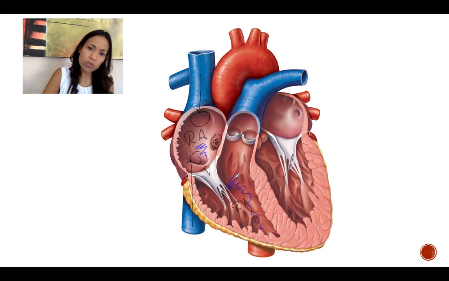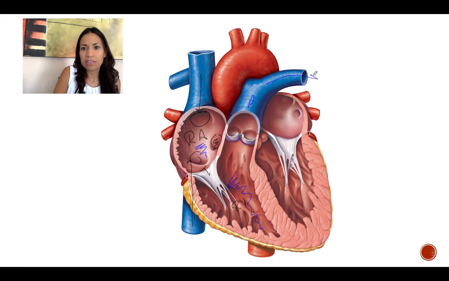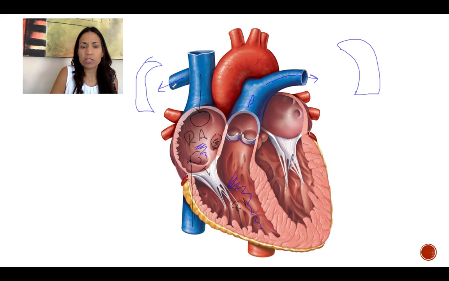Now this right ventricle pumps, or ejects, the blood to the pulmonary trunk, passing through the pulmonary semilunar valve. And this pulmonary trunk divides into the right and left pulmonary arteries, that carry the blood to the lungs. The lungs oxygenate the blood, and this blood is now returning to the heart.